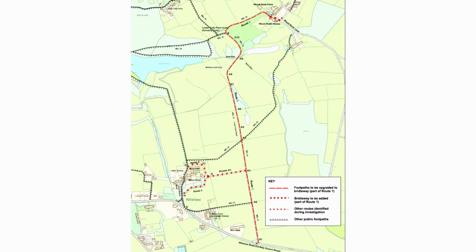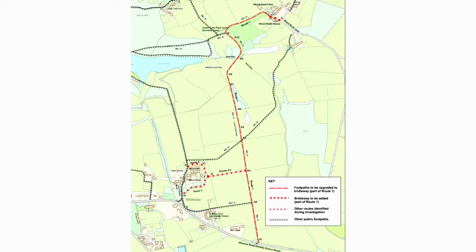Application 1 is supported in part by evidence of use up to 2015. This has been assessed against the tests in section 31. The 20-year period for the purposes of section 31 is calculated retrospectively from the date that any public right-of-way was brought into question. For application 1, this is considered to be August 2015, making the 20-year period August 1995 to August 2015. And where there is deemed dedication under section 31, an order will be made under Section 53 2B of the 1981 Act.